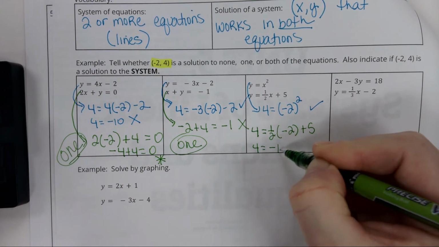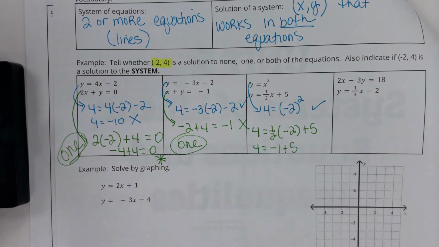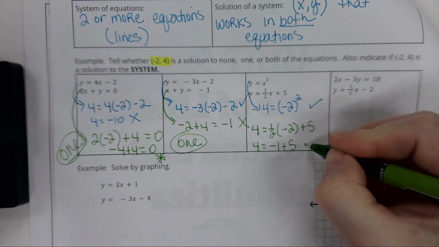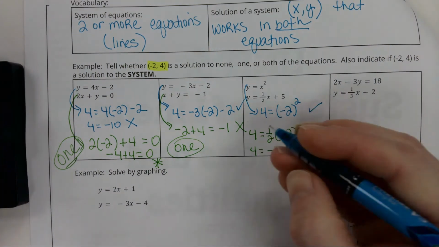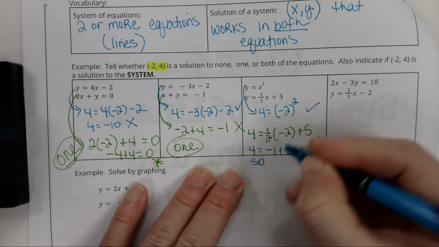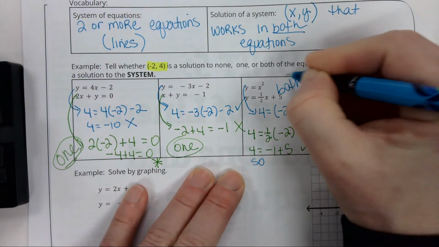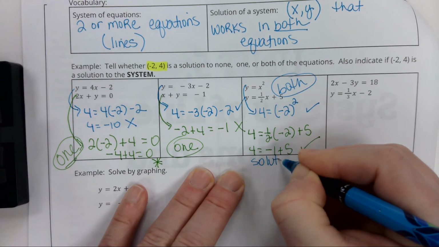-1 plus 5. Is that true? Yeah. Yay! What does that mean? Oh, that's a solution? Yeah, it worked in both. Because it worked in both, this is a solution to the system.